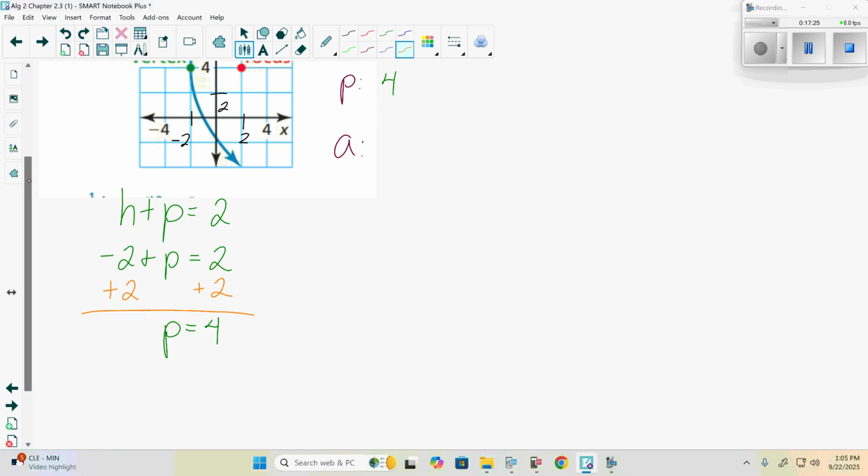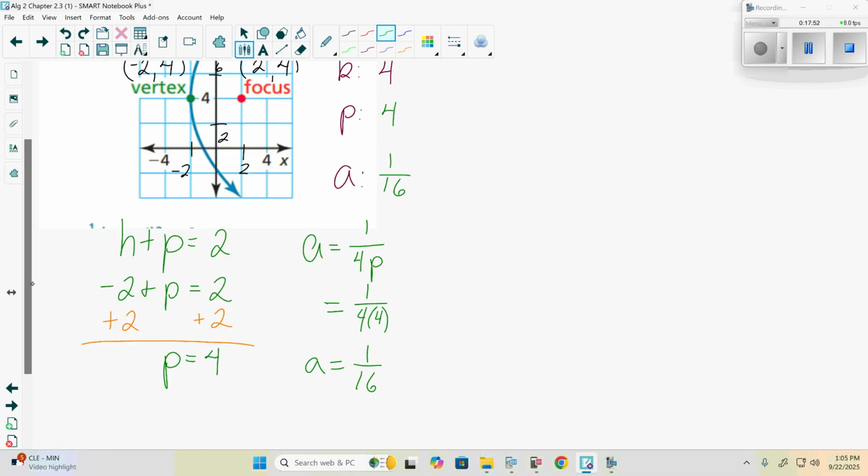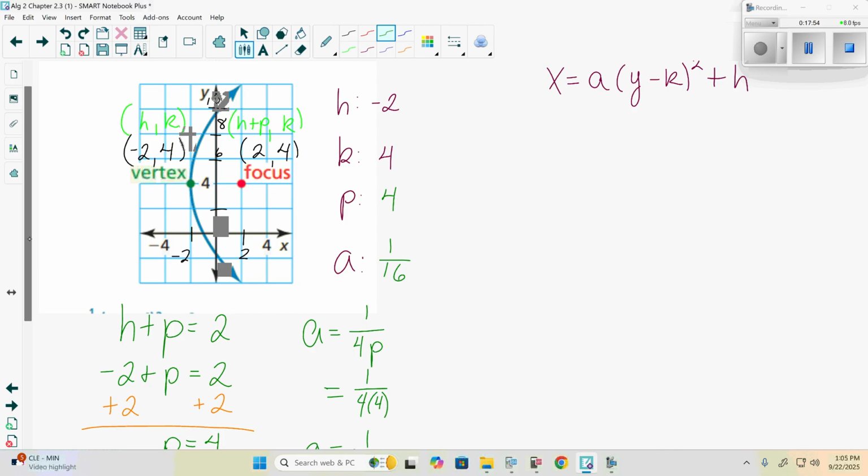Well, we kind of know what A is at this point, not because we intuitively know it. It's just that P was this value on the last problem, so it kind of tells us what it is. But if we didn't, A is still equal to 1 over 4P. We'll plug 4 in for P. It tells us A is 1 over 16. Questions on how we found H, K, P, and A?